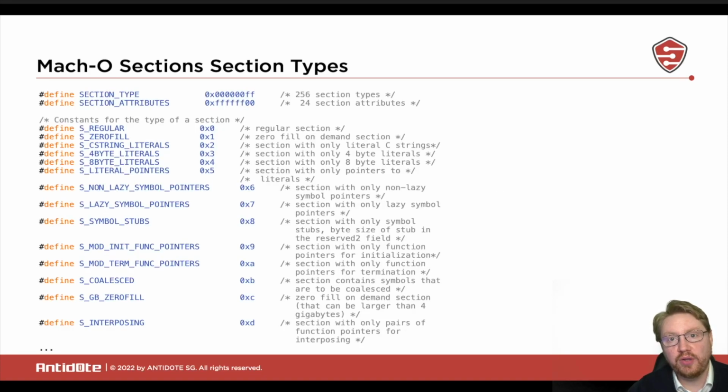So what types and attributes exist is basically defined in the header files that come with the SDK.